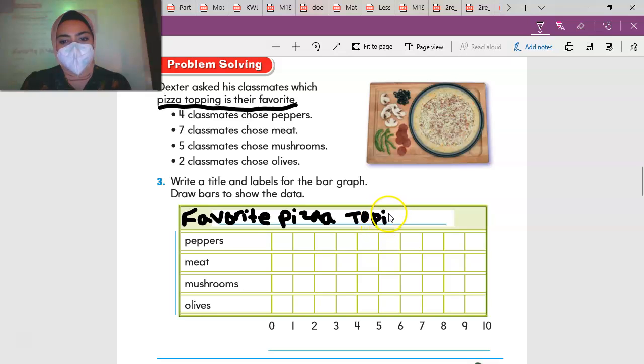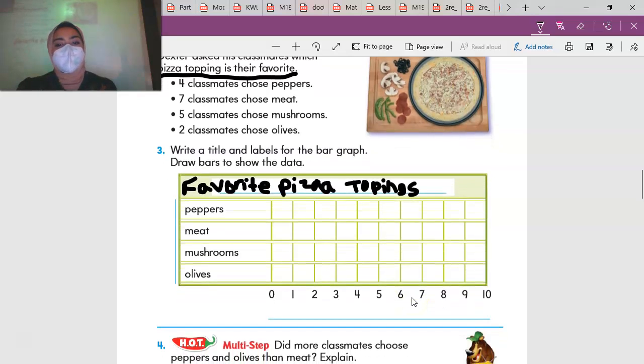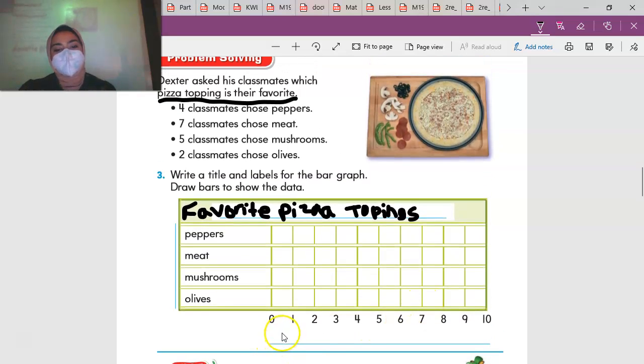Now here, if you notice on the bottom, they don't have the labels, which are the different categories. Instead, on the bottom, they have the scale, which is where the numbers are. So what do you think the bottom label is going to say? Number of toppings. Very good. It's always going to be number of something. Number of, and then the subject.